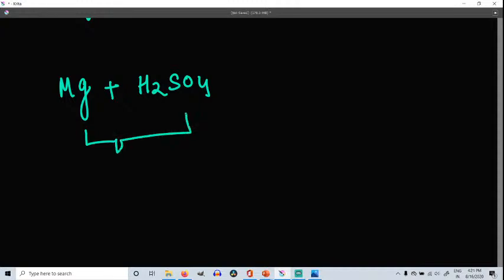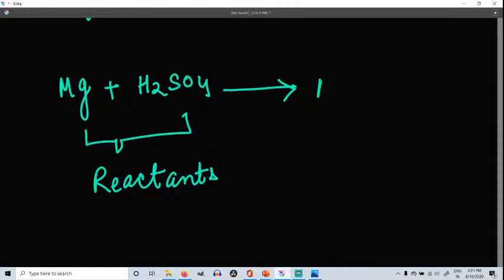See, when we take this magnesium and when we take H2SO4, we can see these two are what? These two are reactants, right? So when this chemical reaction takes place, what is going to happen? We will get magnesium sulfate plus hydrogen gas.